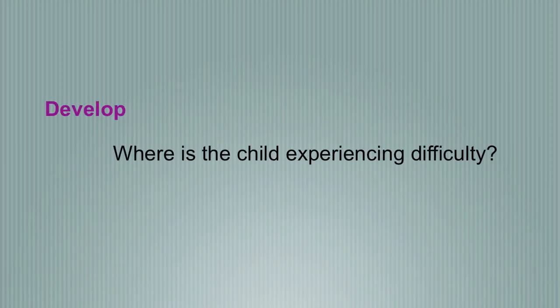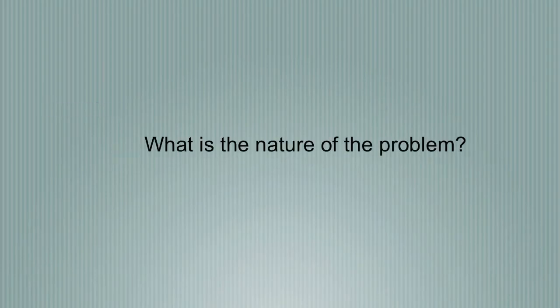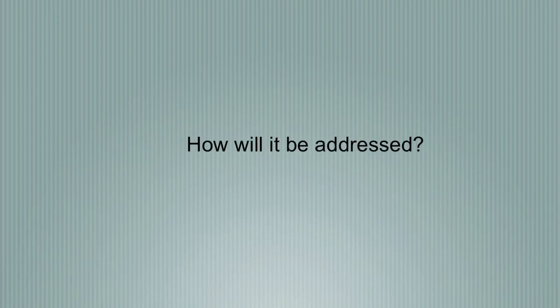The IEP process. So we've done the identifying and assessing, and now we have all of the information we need to put together that IEP. So the questions we can ask ourselves: where is the child experiencing difficulty? What is the psychoed report telling us? What is the classroom assessment information telling us? So in other words, what's the nature of the problem? And how will it be addressed? That's where we think about and put together those long-term goals and short-term objectives.